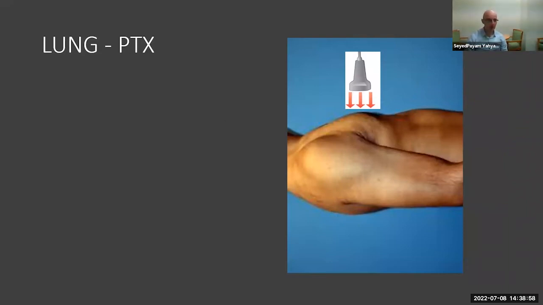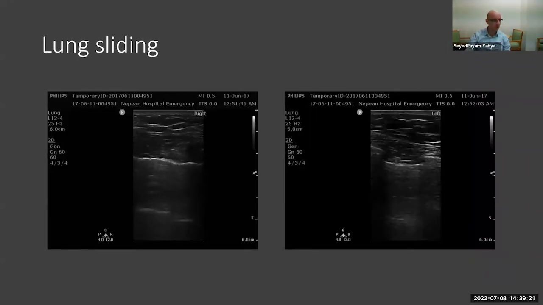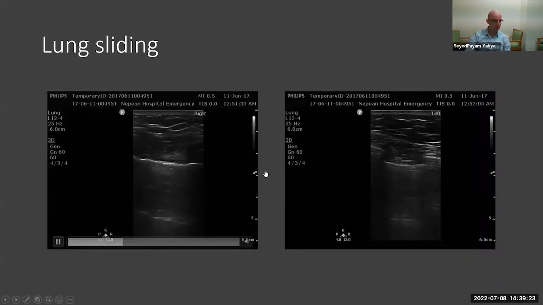Now for the lung part, we are looking for pneumothorax. Obviously the patient is in the supine position. Trauma patients are supine. So we look on the right and left at the uppermost part of the chest, usually around the T4-5 area. And what we are looking for is the lung slide.